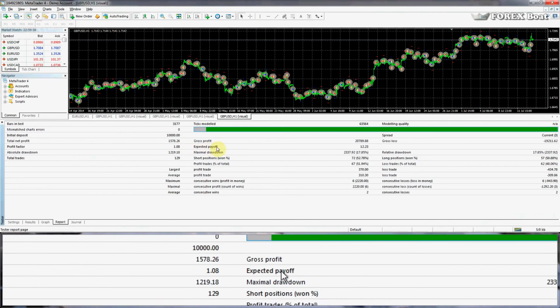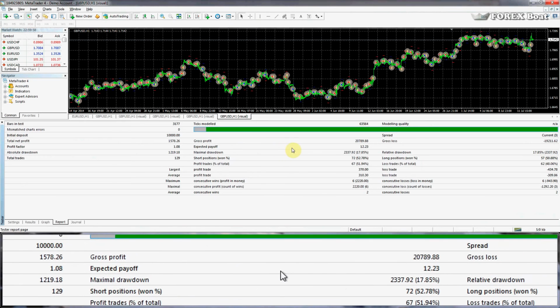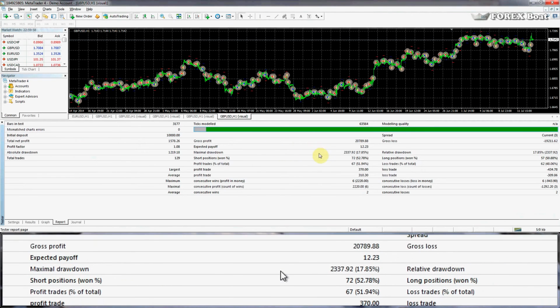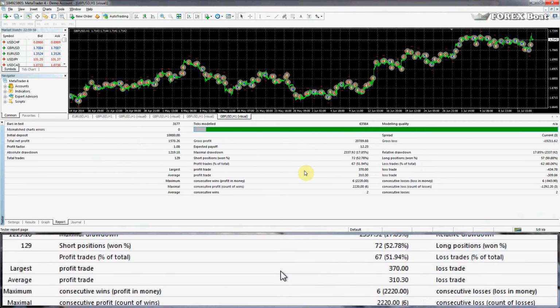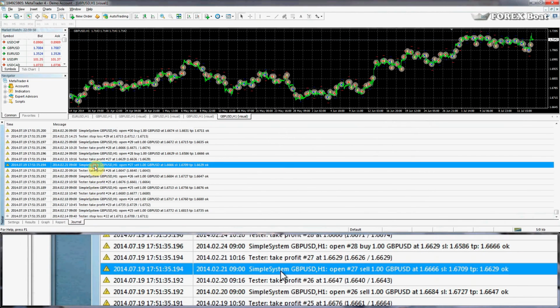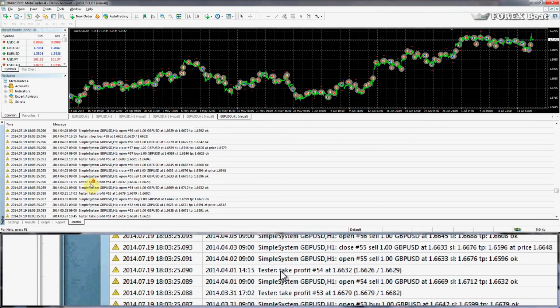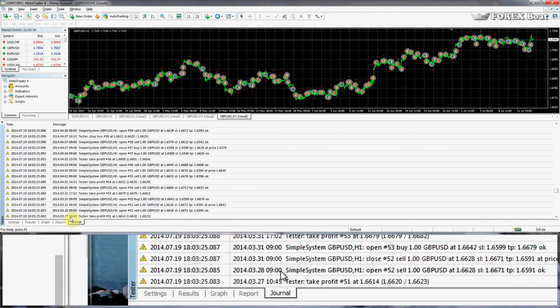There are more details on this report which you can look up on the internet, or you're welcome to look into my other courses where we discuss this in detail. We won't be using these at this stage. Journal is a trading journal of the expert and the terminal, and tells us what's happening in real time.